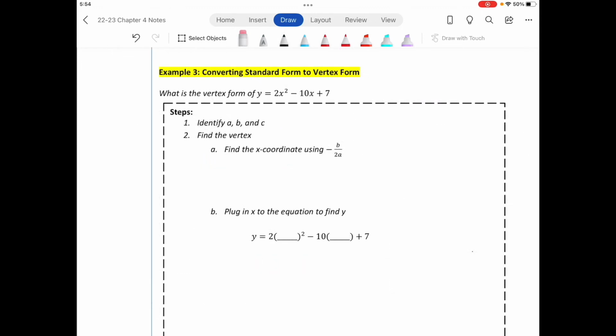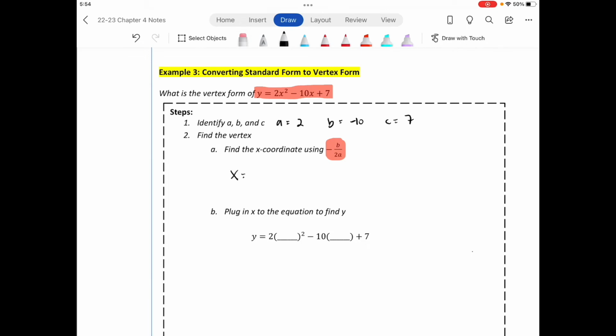We've looked at both standard form and vertex form now individually, but we can actually convert between these two forms. If we have an equation in standard form, like this one here, and we want to put it in vertex form, we have to know the vertex. We're going to find the vertex just like we did in the example above. We need to identify our a, b, and c values. So a is going to be 2, b is going to be -10, and c is going to equal 7.